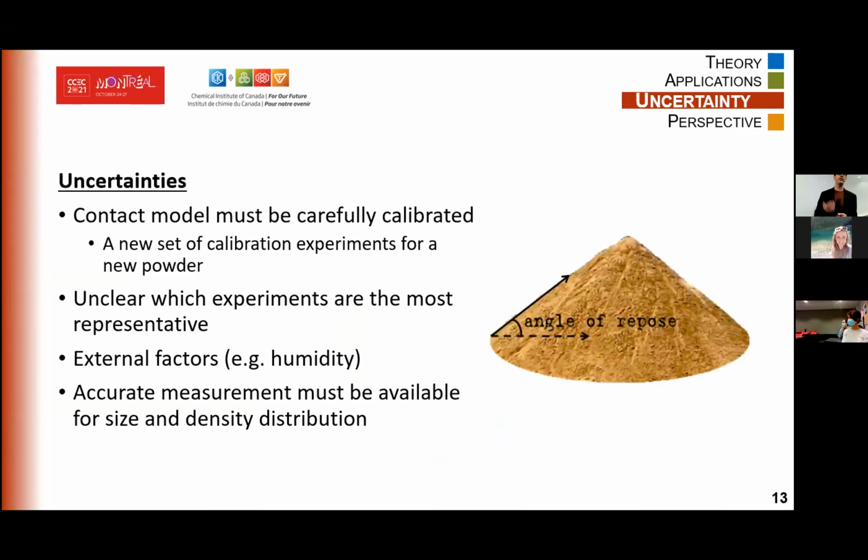So what are the uncertainties? Well, I said it before, contact models must be carefully calibrated, and we need a new set of calibration experiments for each new powder. And it's unclear which experiments are the most representative of most of the flows that occur in industry or in many unit operations. External factors can play a role. If there is humidity in the room, the flow of the powder might change. And this is hard to take into account in the DEM model.